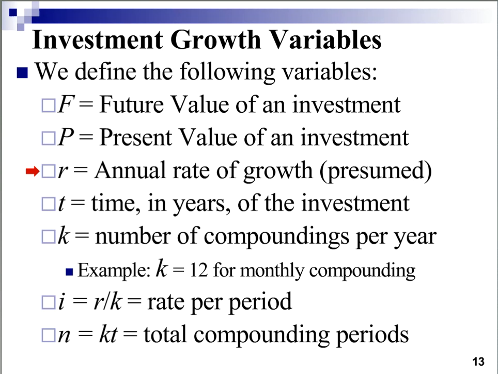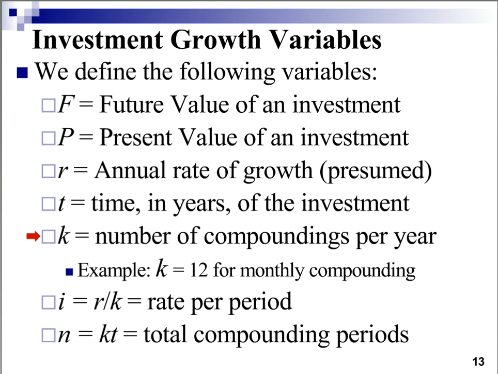Next, we have little r, which is the annual rate of growth as a percentage, and we will almost always write that as a decimal. So for example, 8% would be 0.08 in our calculations. Little t is the total time measured in years that the investment is allowed to grow.